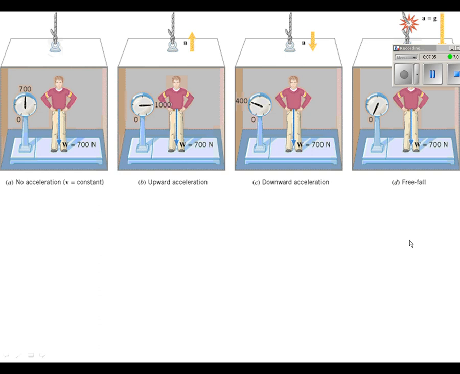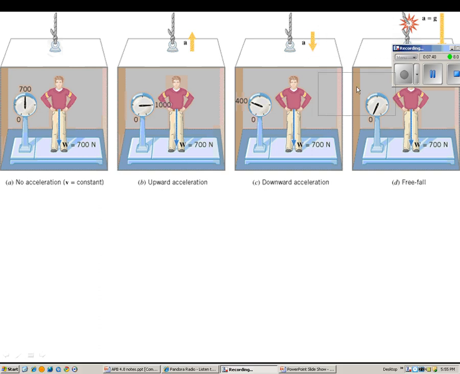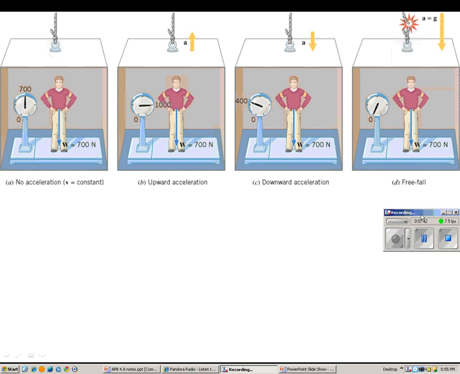So here's the 4 situations. If you want to pause and write these down in your notes, please go ahead and do so.